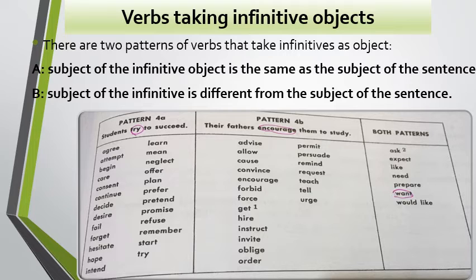And here we have this list. Some of them have the two patterns, which means that they can either come with the same subject for the infinitive and for themselves, or with a different subject.